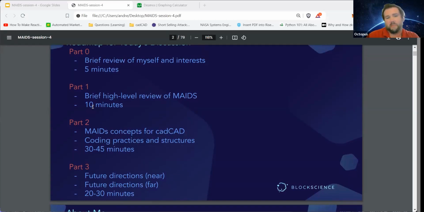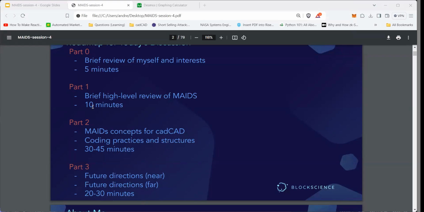Part 2 is going to be the meat of the discussion, which will be some CAD CAD frameworks and code structures that I've written with an eye towards using MAIDs concepts in specific experiments. The experiments themselves are still at the proof of concept stage and need a little bit more work before they're fleshed out, but we're well on our way and have good momentum. And the final thing is the future directions, both what I personally hope to complete as part of calling this project settled, and also what this may suggest in terms of future work. So that's an overview of what I see us doing today.